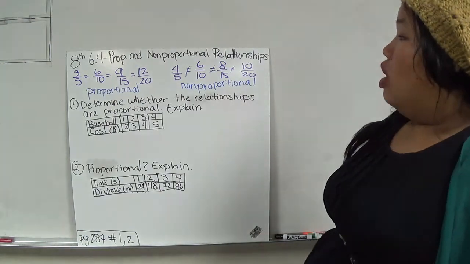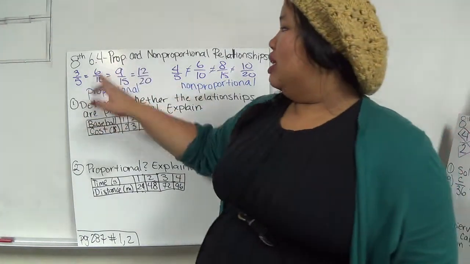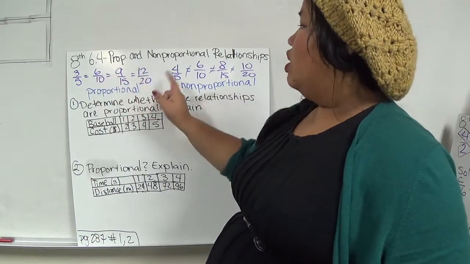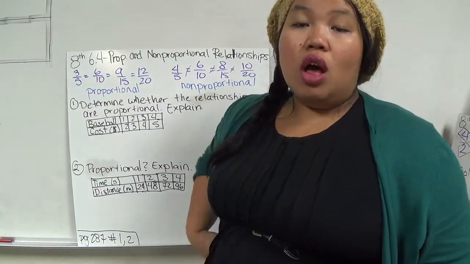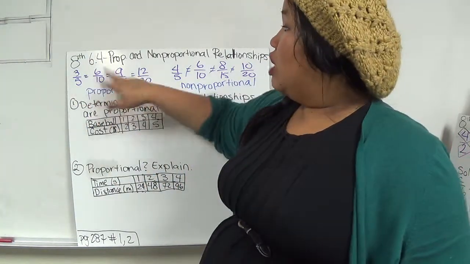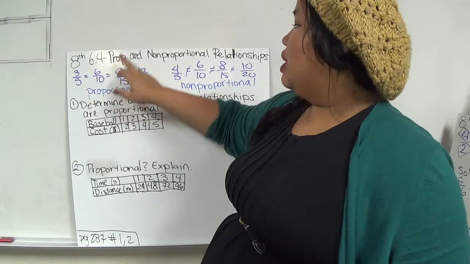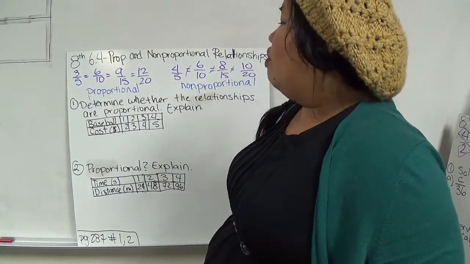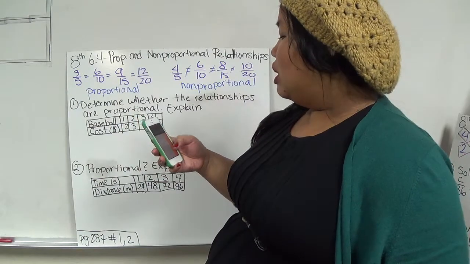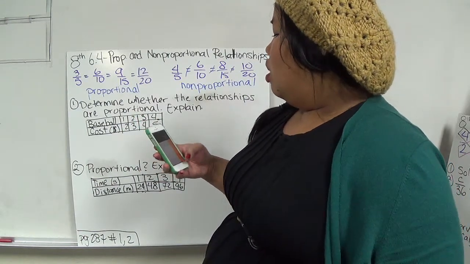So for example, 3/5, 6/10, 9/15, 12/20. If I reduce them, they would all equal 3/5. Or what I could also do is put it into decimals. 3 divided by 5, 6 divided by 10, 9 divided by 15, 12 divided by 20 would all equal the same decimal, because they're ultimately the same value, the decimal of 0.6.